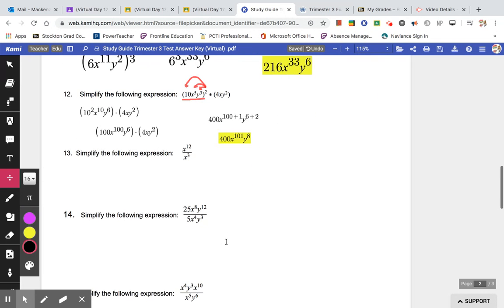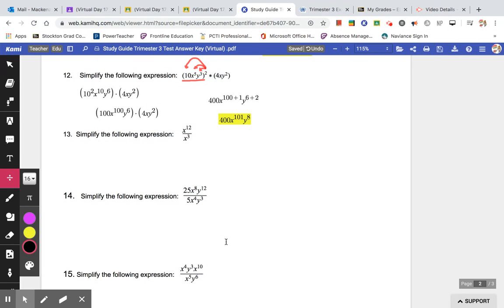All right, so 13 is actually a little bit easier if you remember the quotient rule. So notice we have x to the 12th divided by x to the 3rd. There's no coefficients here, so we can skip the coefficient step and just keep the x and subtract your exponents. So do 12 minus 3. Our final answer here is just going to be x to the 9th. So again, a pretty simple one as long as you remember that when you have the quotient rule, you subtract your exponents.